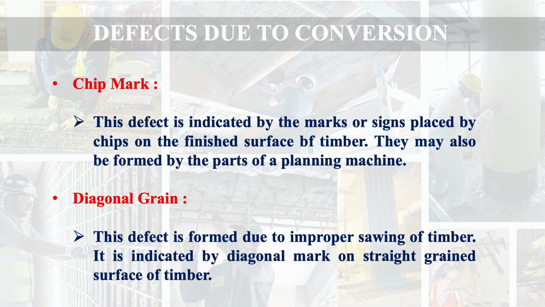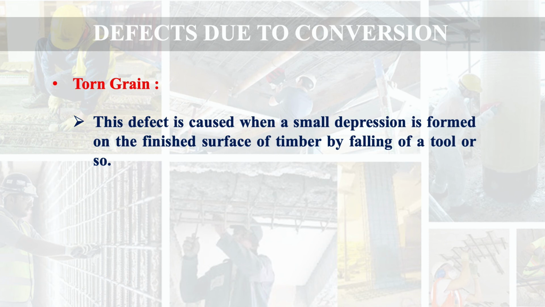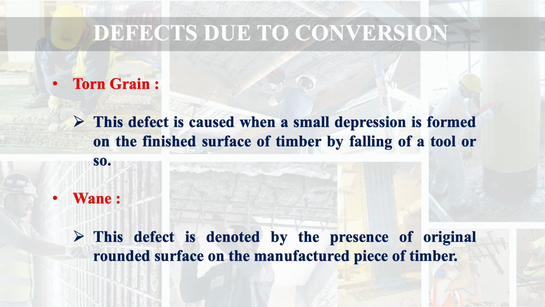Then another one is torn grain. This defect is caused when a small depression is formed on the finished surface of timber by the falling off of a tool or other equipment. Then vein. This defect is denoted by the presence of the original rounded surface on the manufactured piece of timber.